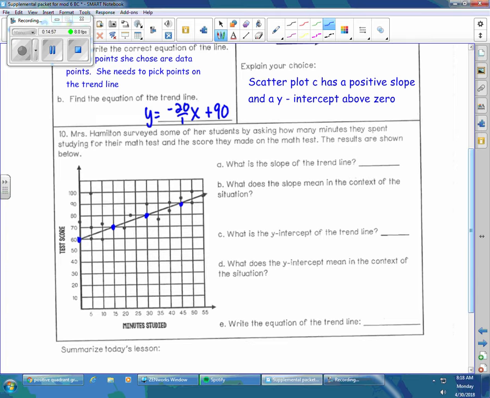So I'm going up 10, and let's see, we're going over 5, 10, 15. So it goes up 10 over 15. Do you see that? 5, 10, 15. It's going up 10. So 10 over 15, I can reduce that fraction. Both are divisible by 5, so that's going to be 2 thirds. So what is the slope of the trend line? 2 thirds. What does the slope mean in the context of this situation? So for every 15 minutes that students studied, their test scores went up 10 points.